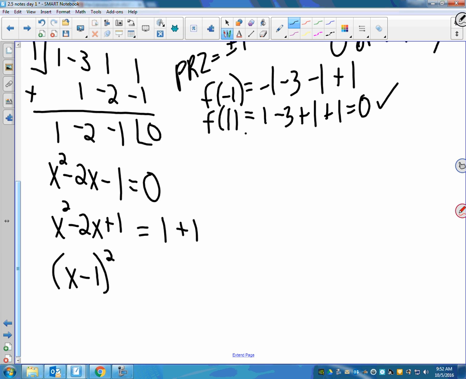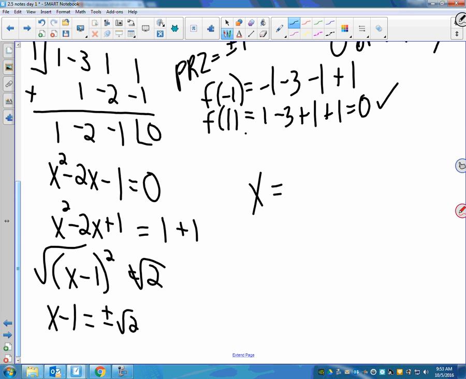This factors into x minus 1 squared. I take the square root, and I get x minus 1 equals plus or minus the square root of 2, which means I get 1 plus or minus the square root of 2. And my other answer was x equals 1. Are those all real, or are there some real, some complex? No, that's real. It's only complex if it's imaginary, right? If there's an i in it. This is just irrational. But these are all real numbers.